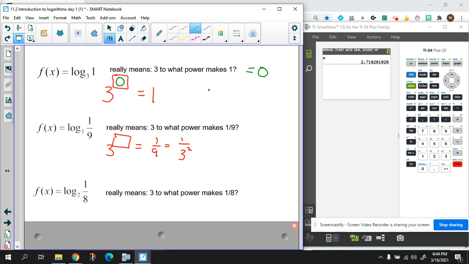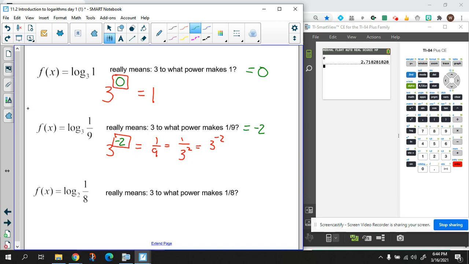So if you wanted to, you could do one more step and rewrite this as 3 to the negative 2, which makes it more apparent that we are going to need a negative number if we have a fraction for this thing called the argument. If your argument is a fraction between 0 and 1, you want to think probably it's going to be a negative number. Okay, we're going to practice that. The answer to this one is negative 2.